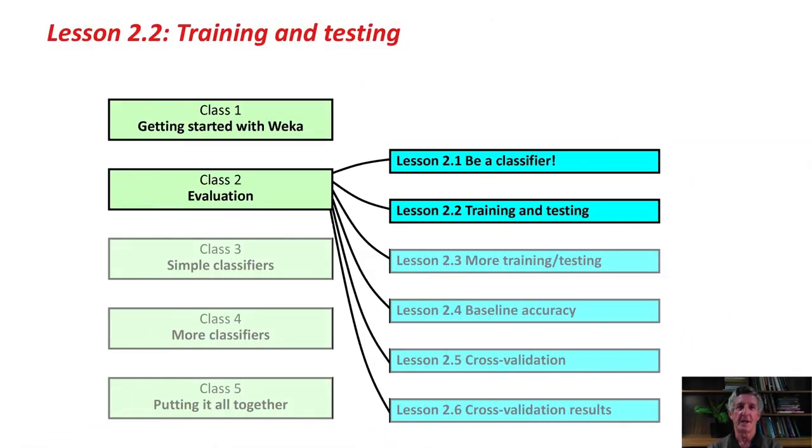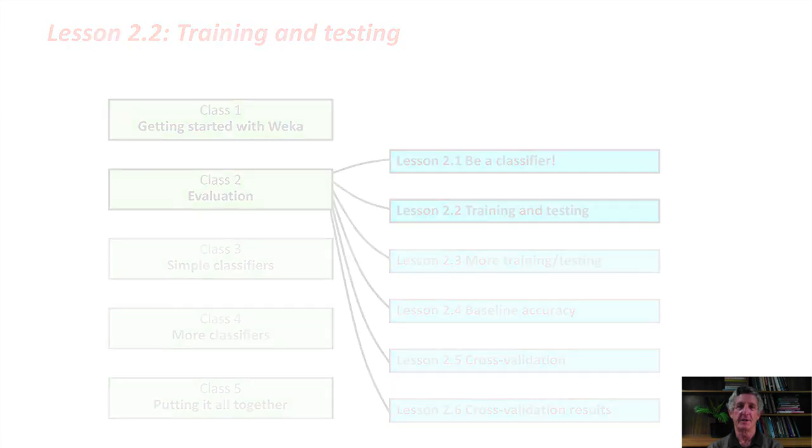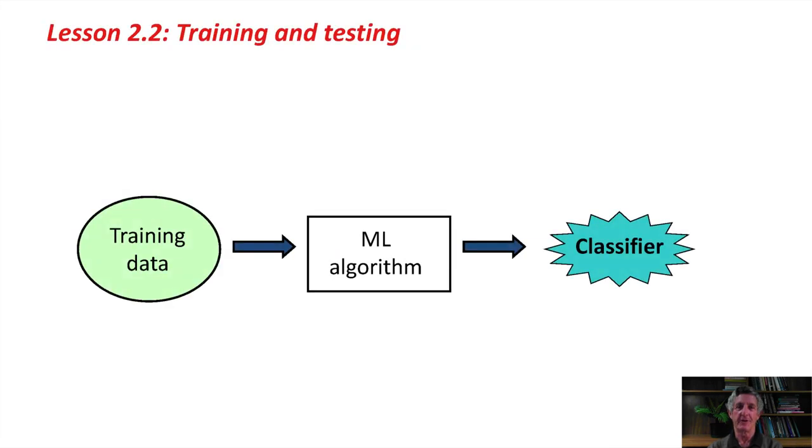Hi, this is lesson 2.2 in Data Mining with Weka, and here we're going to look at training and testing in a little bit more detail. So here's a situation. We've got a machine learning algorithm and we feed into it training data and it produces a classifier, a basic machine learning situation.